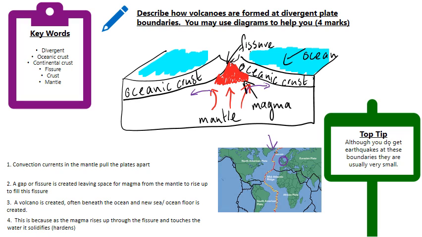Now, as it says on the top tip here, you quite often get taught that there aren't any earthquakes on these boundaries. There are sometimes, because whenever a crust is moving apart from each other, you can get some sort of movement which creates earthquakes, but they're usually very small compared to the other plate boundaries that we'll be looking at. So it's mainly a volcanic boundary, but you can get some small earthquakes.